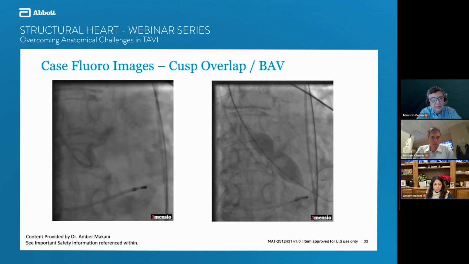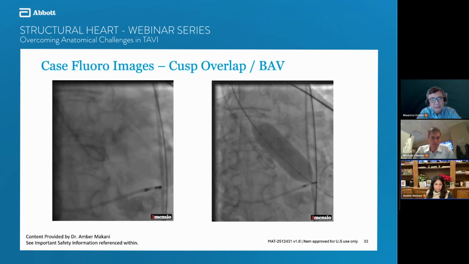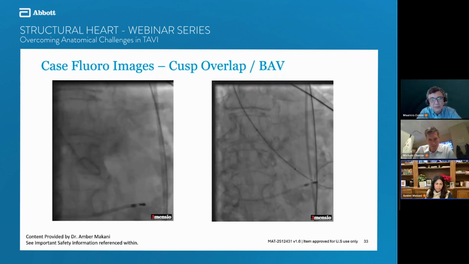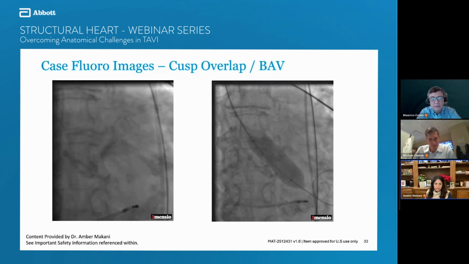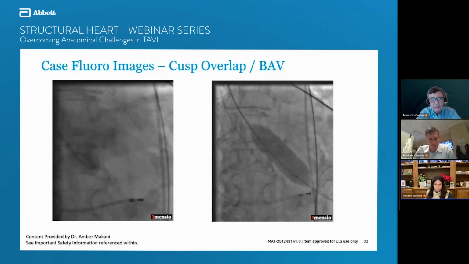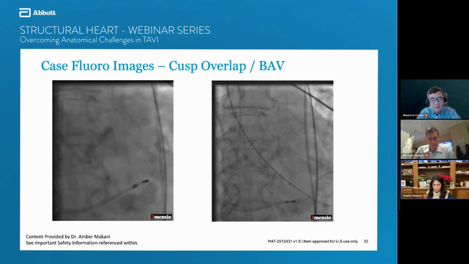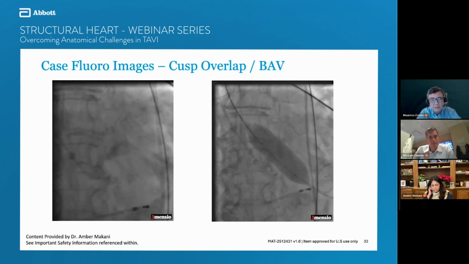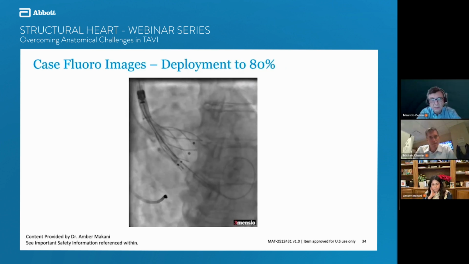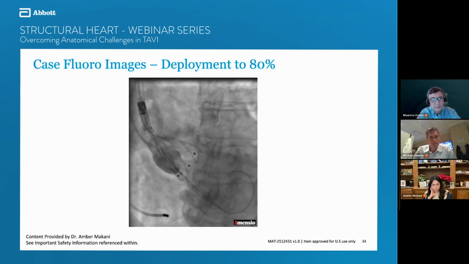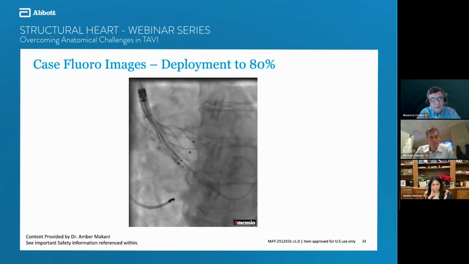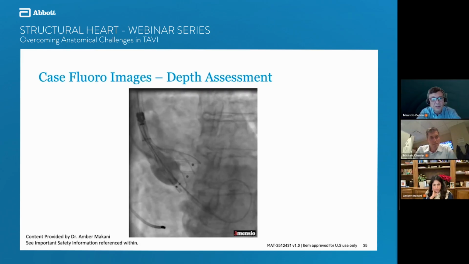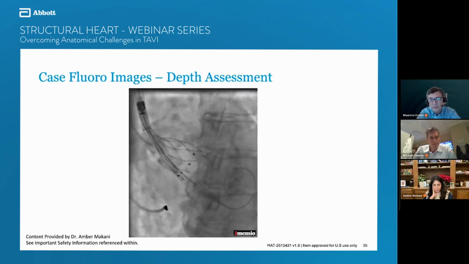Next slide. And so you can see our cusp overlap picture on the left. I think we've got a good angle. You certainly can appreciate the degree of the leaflet calcium here. And the ballooning is pictured on the right here. So certainly a tight valve. Our balloon ended up being a little bit deeper than I would prefer, but next slide. You can go next, please. That's a beautiful deployment. It's perfect. Okay, great.